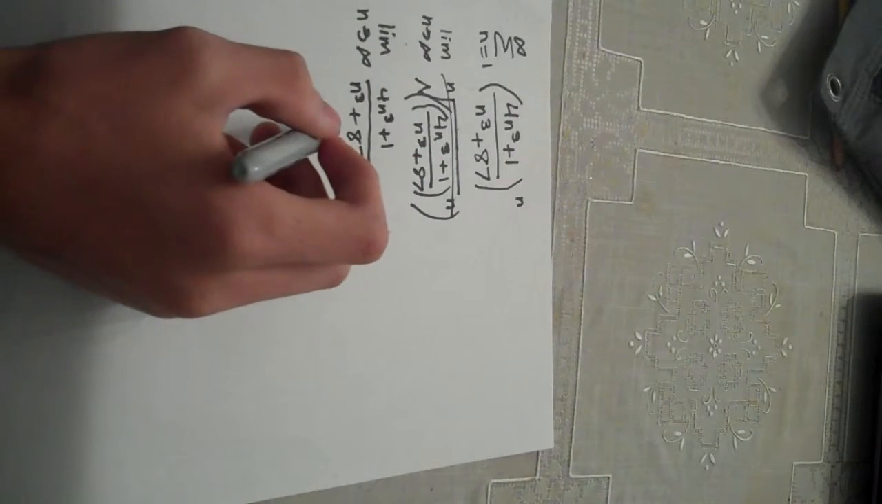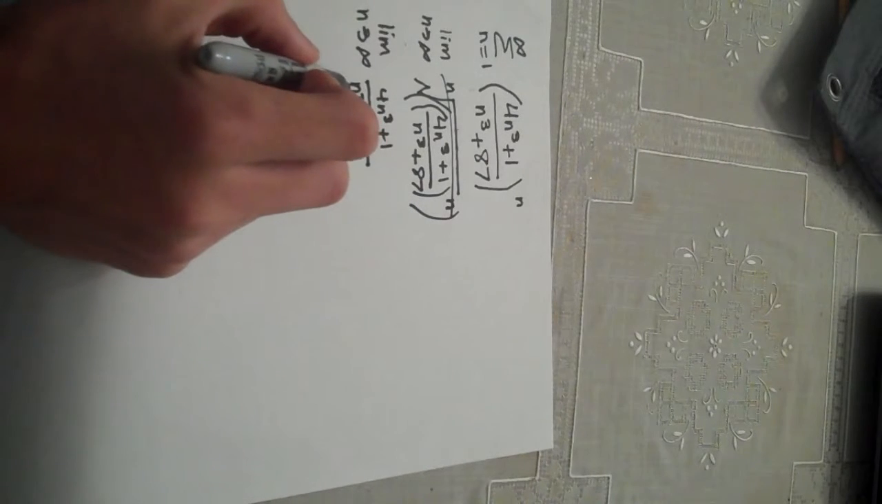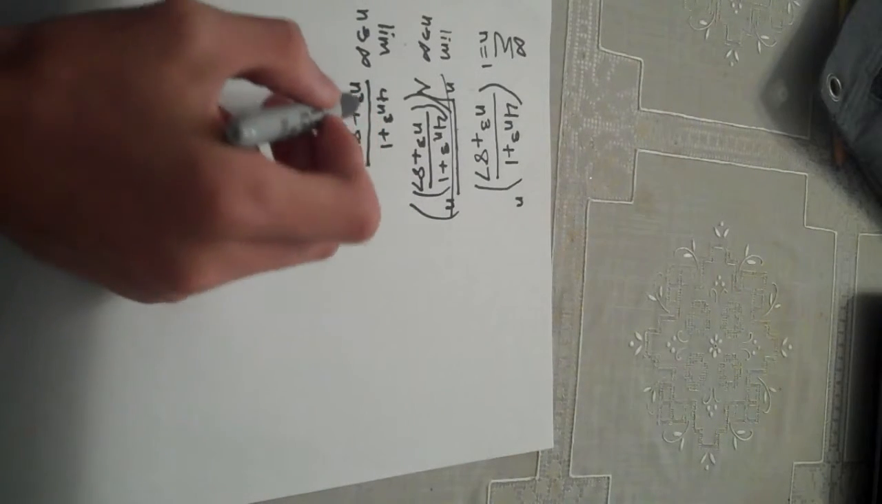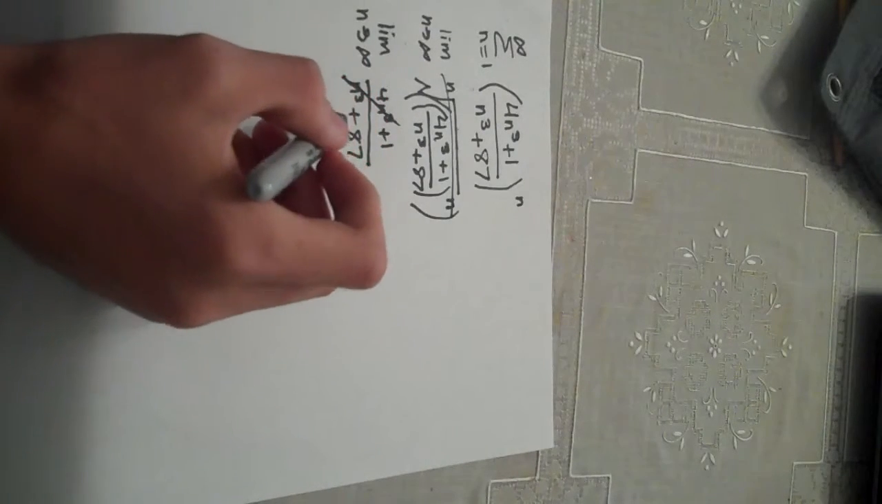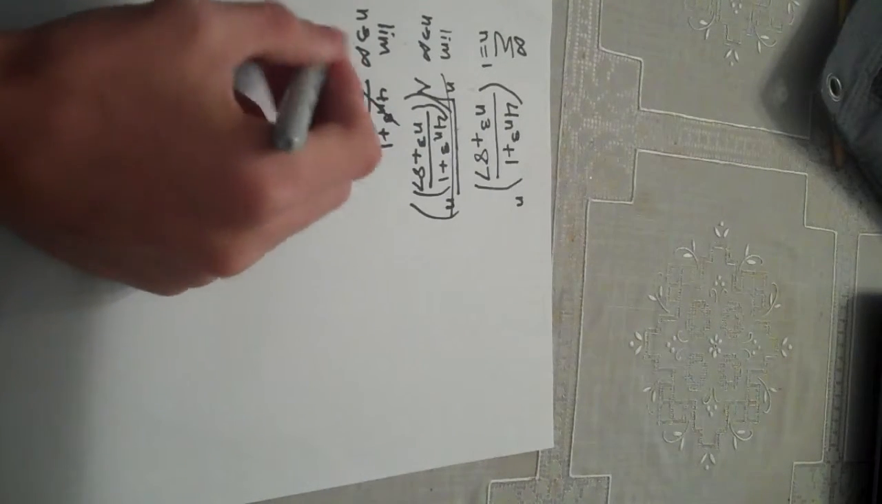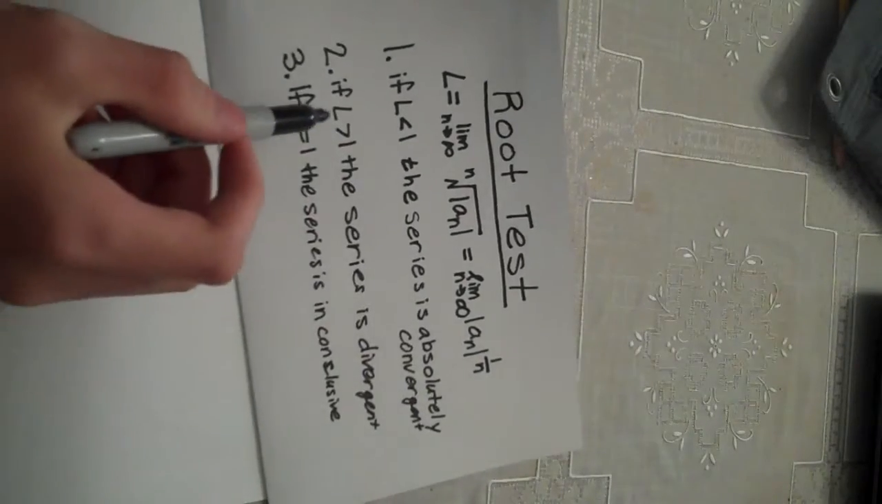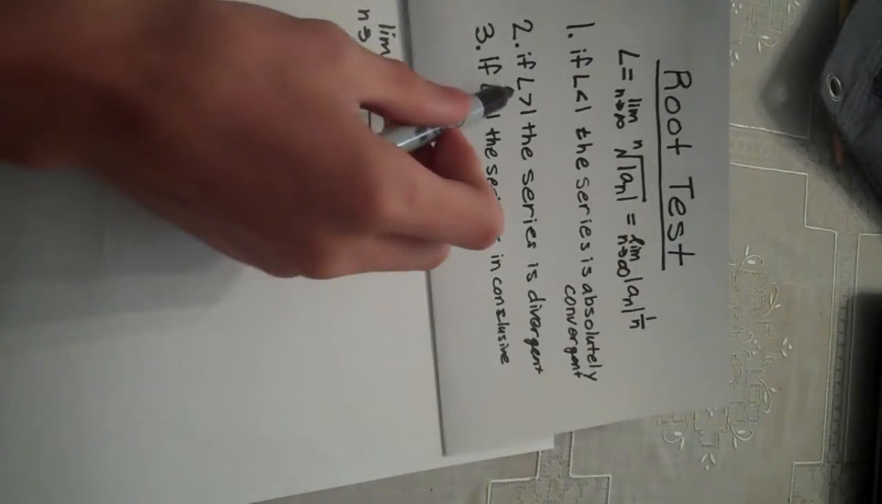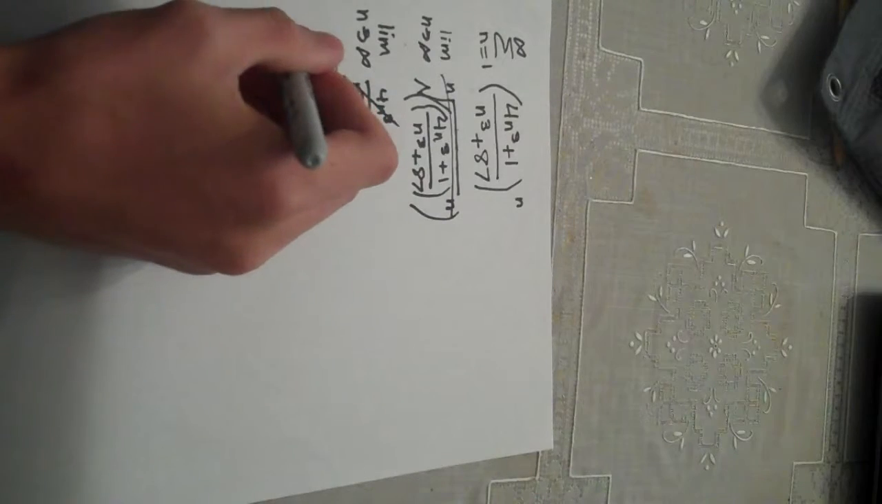If we take the limit, we can tell by dominance that n to the third is the same power as n to the third on the bottom. So as n goes to infinity, we'd be left with 4. 4 equals L. And if we check with our root test rules, 4 is greater than 1, making the series divergent.